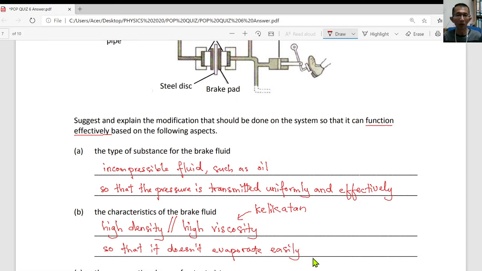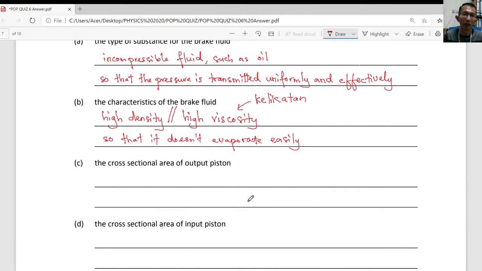Now, C. The cross-sectional area of the output piston. Remember from P equals F over A, therefore F equals PA. I want this force to be big, so the area must be big. So the cross-sectional area of the output piston must be big. Why? So that greater output force on the piston can be produced.